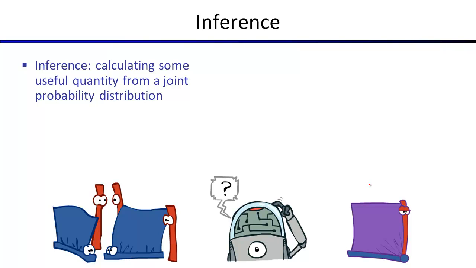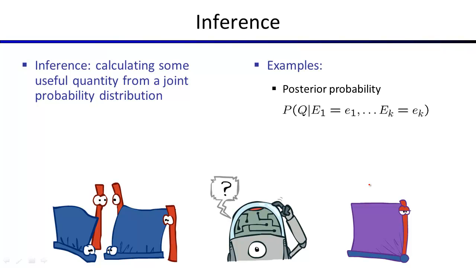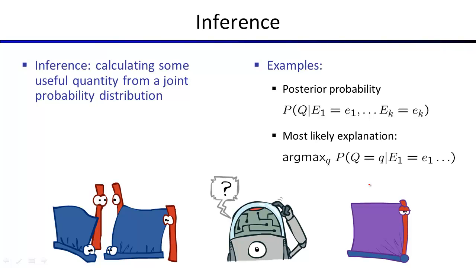All right, so inference is about answering some useful query about the joint probability distribution. There are two canonical examples. One of them is computing the posterior probability of some set of query variables conditioned on some evidence having been observed. Another one is to find the most likely explanation. So given some evidence that has been observed, what's the most likely instantiation of some query variables? Today we'll focus on the first one, this one over here. But the second one can be answered in a very similar way.